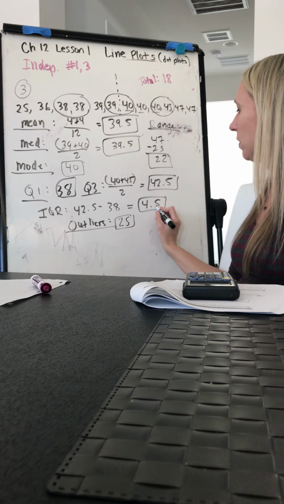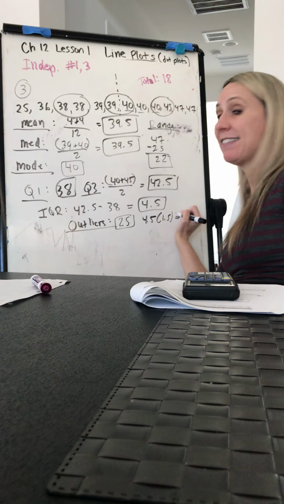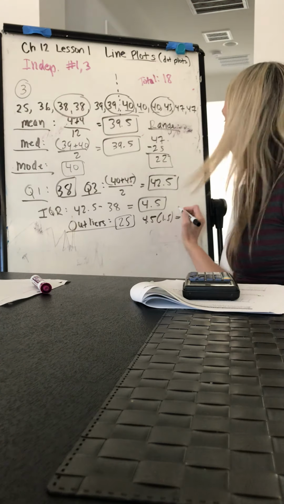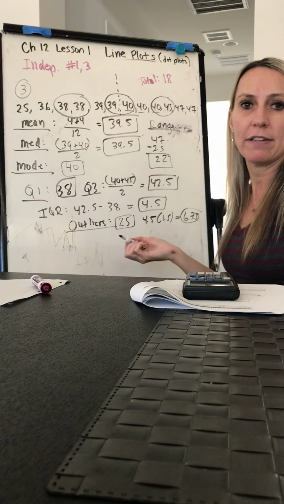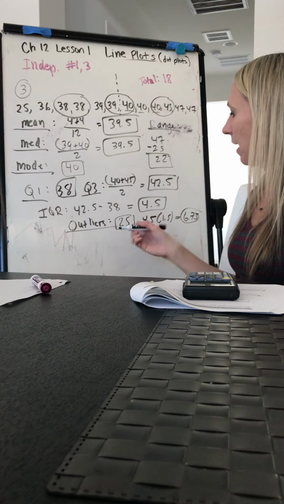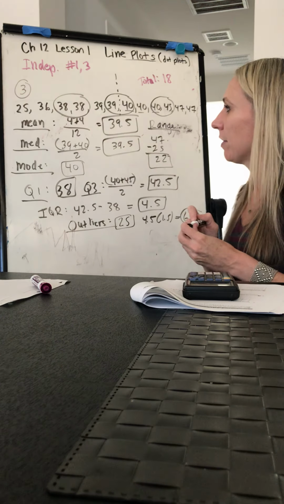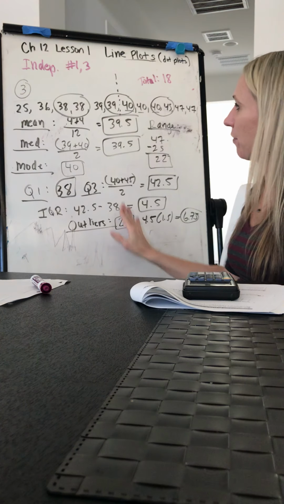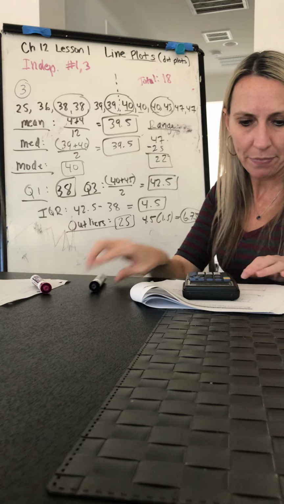So, I multiplied the interquartile range by 1.5. This is technically how you find the outlier. And you get 6.75. So it is more than 6.75 from that, so the outlier is 25. That's how you technically check it. For this level, I think it's good for you just to see if there's a number that's really low or really high.